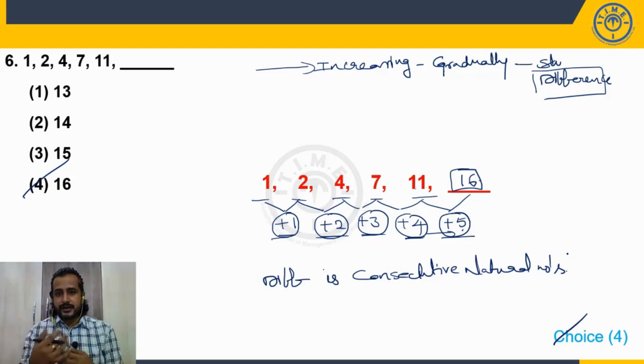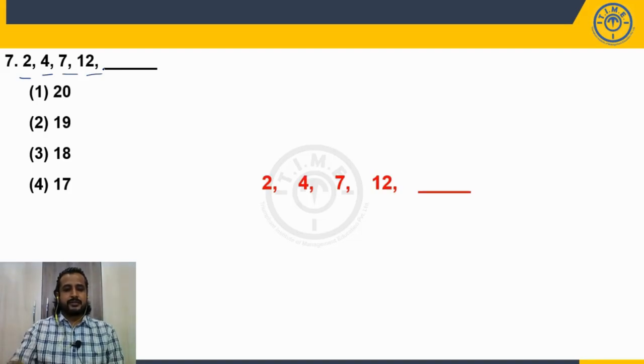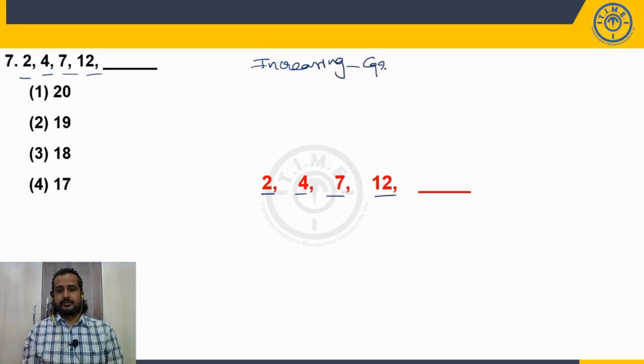Clear? You are able to understand, right? Very good. Now move to the next one. Look at these. 2, 4, 7, 12. Are these numbers increasing gradually or rapidly? Again gradually, because the numbers are close to each other. 2, 4, 7, 12. Very close to each other, and there is a small jump from one number to another. So again the given series is in an increasing pattern and is increasing gradually. So what is the logic that we are going to apply? Difference logic. We are going to apply difference logic.